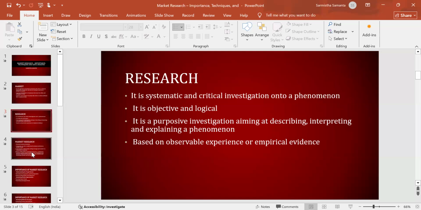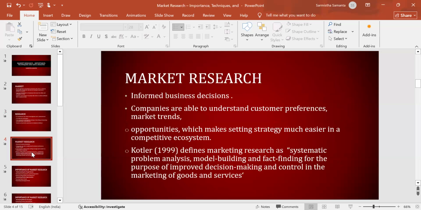Now, obviously, the next slide is about what market research is. We already know what a market is and what research is. Now, we are going to talk about market research. It is an informed business decision, based on what business is all about. Companies are able to understand customer preferences and market trends from market research, which is mainly done by businesses, from the business point of view.